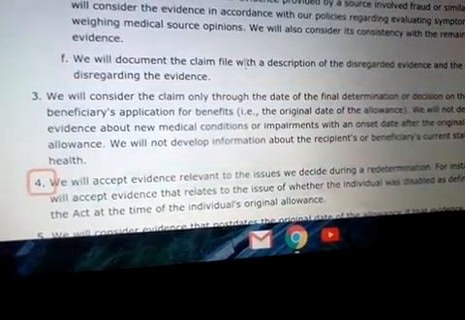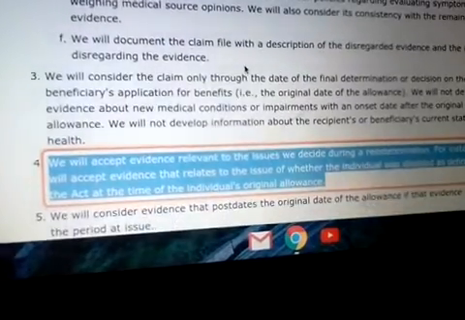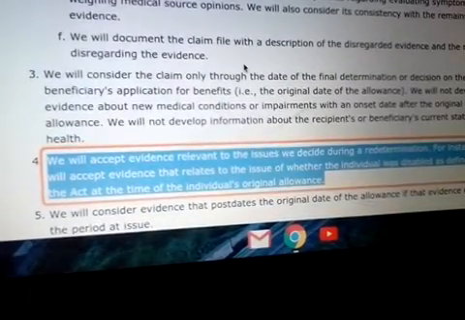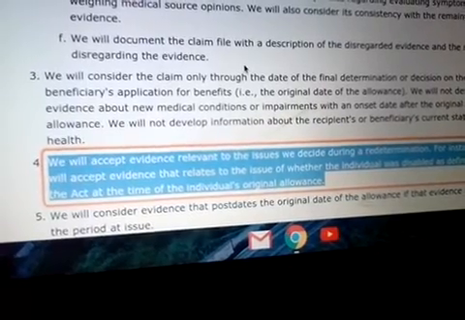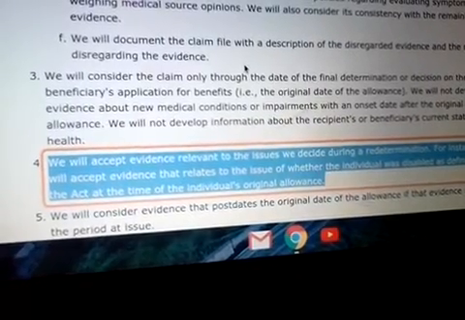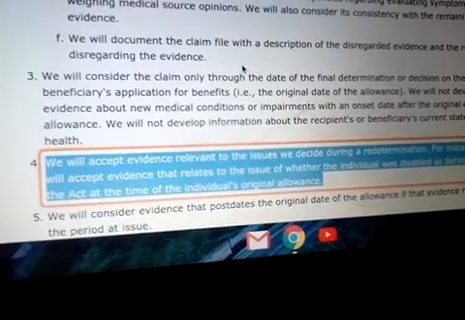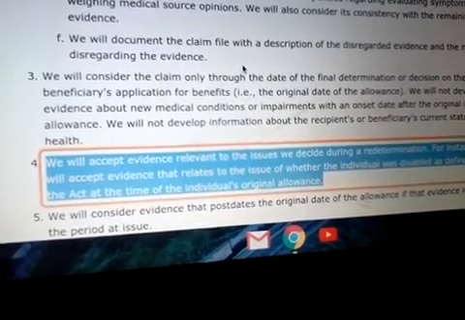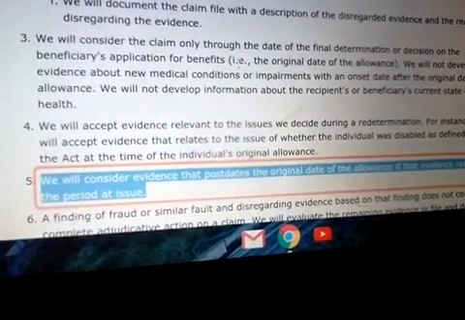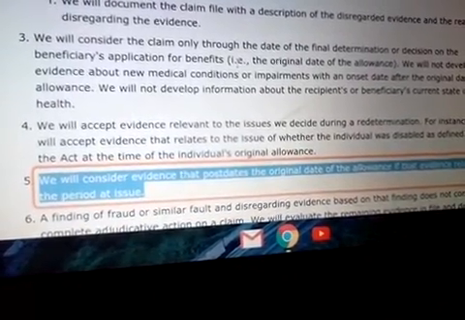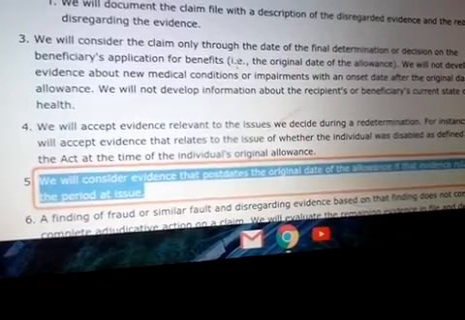4. We will accept evidence relevant to the issues we decide during a redetermination. For instance, we will accept evidence that relates to the issue of whether the individual was disabled as defined under the Act at the time of the individual's original allowance. 5. We will consider evidence that postdates the original date of the allowance if that evidence relates to the period at issue.